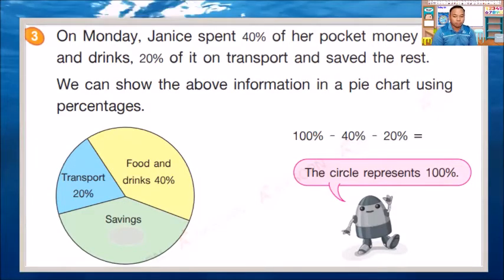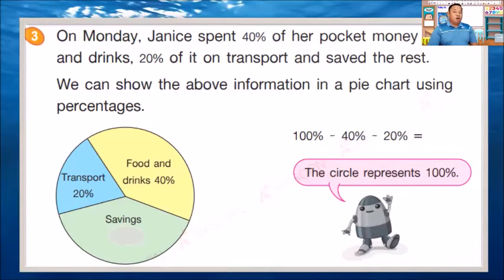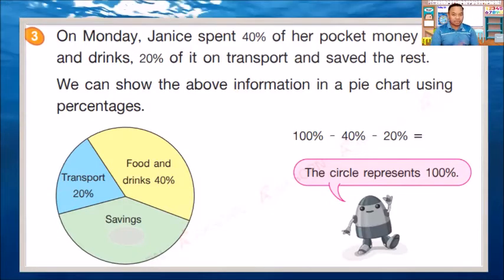All right. How about you? How many percent of your pocket money do you save?